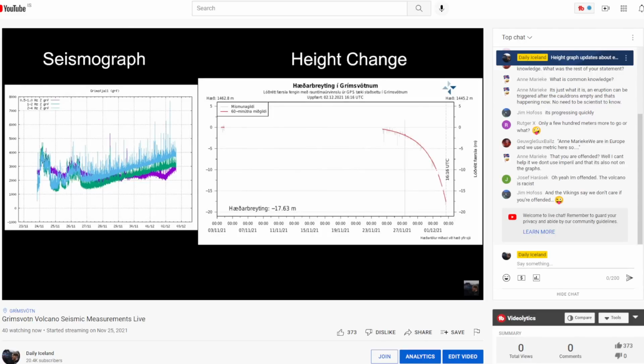Hey everyone, Rob here again with some updates on the Grímsvötn possible volcanic eruption, but more importantly, the ice drop that is happening over the last 24 hours or so since I last posted. Now, what you're looking at here is the live stream I have set up, and it has two different graphs on it so you can follow along.